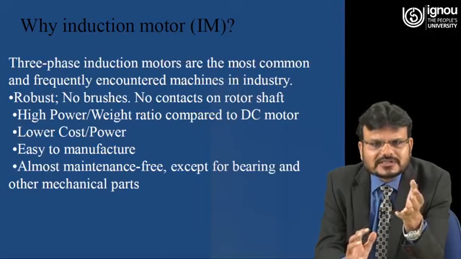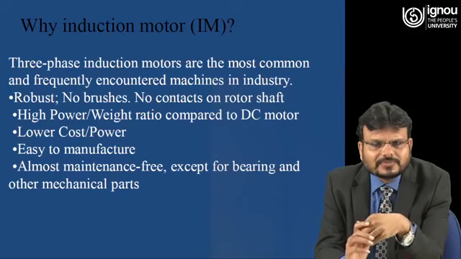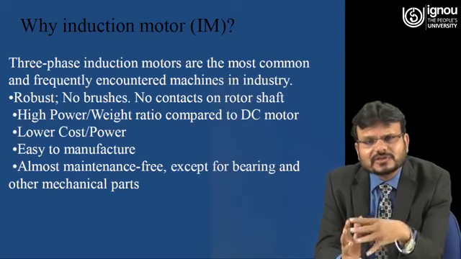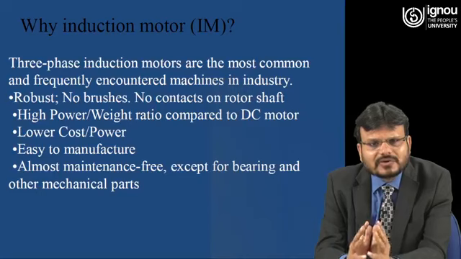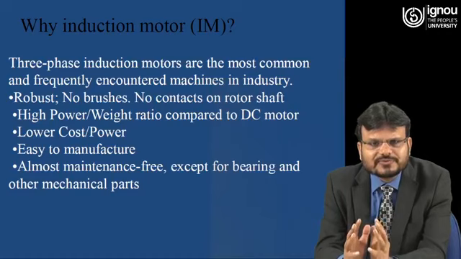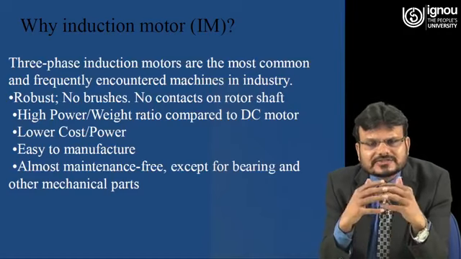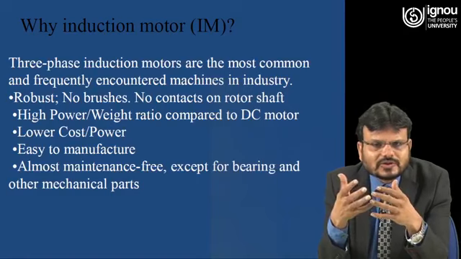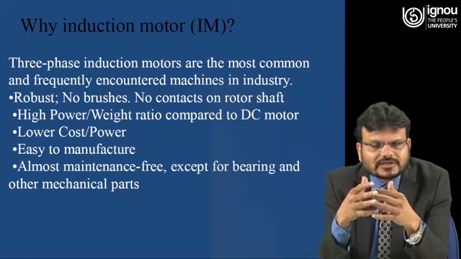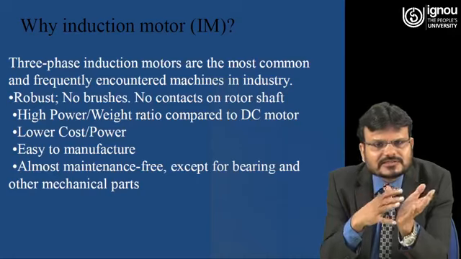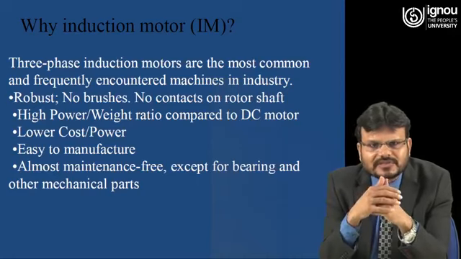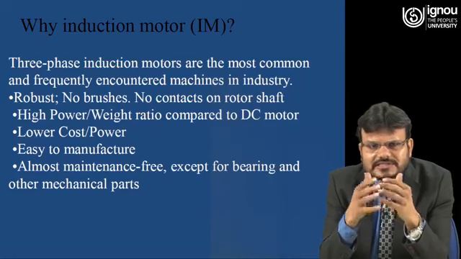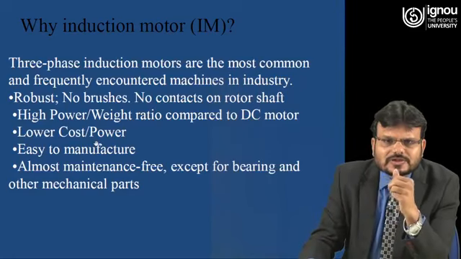That means no brushes are required, no commutator is required, so no contact on the rotor shaft. The second feature of this induction motor is a high power to weight ratio compared to the DC motor. What is the meaning of this? That means if you want to use the same rating of the motor, suppose you are using a 2 kilowatt DC motor and a 2 kilowatt induction motor, the weight of the induction motor will be less in comparison to the DC motor.